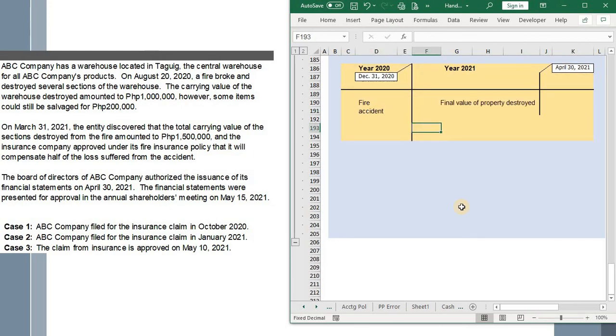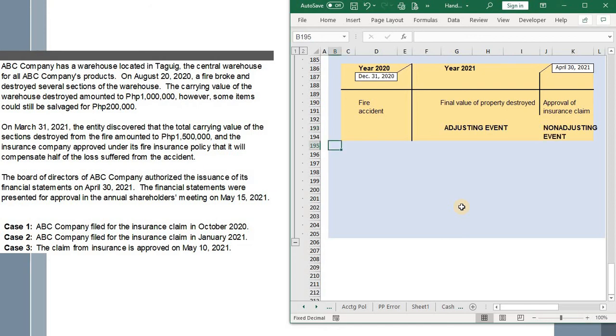Again, similar to case 1 and case 2, the determination of the final value of the property destroyed is considered an adjusting event because this occurred between the two dates and this is related to the condition that existed in 2020, which is the fire accident. However, the date of the approval of the insurance claim happened after April 30, 2021, and that is on May 10, 2021. So since this is an event that occurred after the date the financial statements were authorized for issue, this is no longer under PAS 10. So this will be a non-adjusting event that requires no disclosure, regardless of whether the event is material or immaterial information.